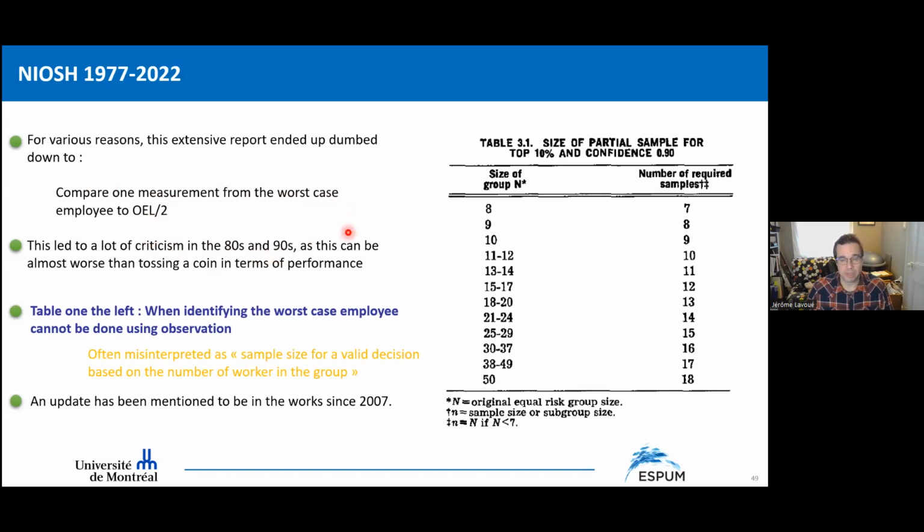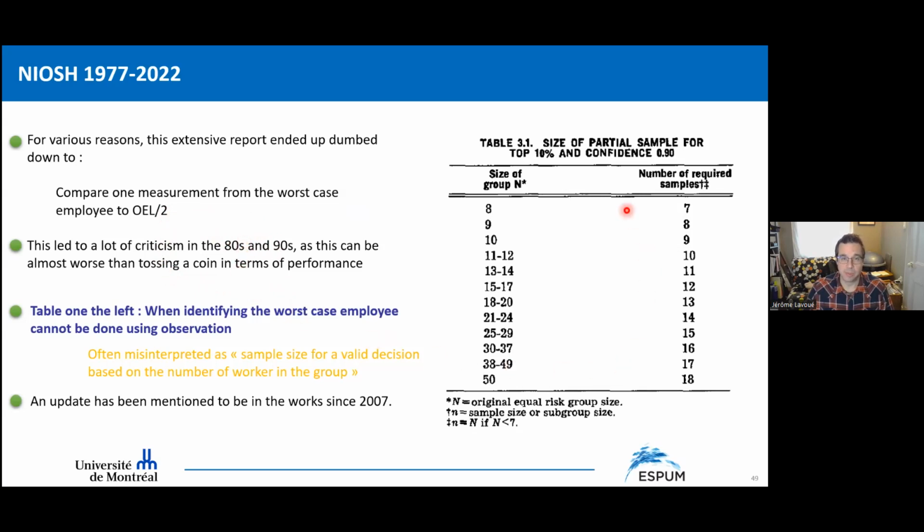And there was a lot of criticism of that strategy, with a lot of demonstrations that having one measurement below the half OEL does not guarantee at all that less than 5% of the exposure levels are above the OEL, as was the objective. There were many papers about that.